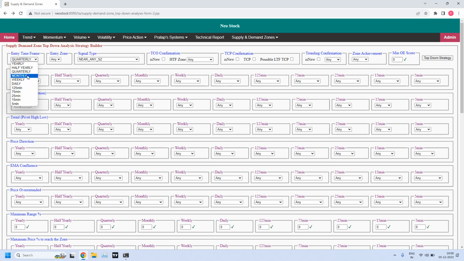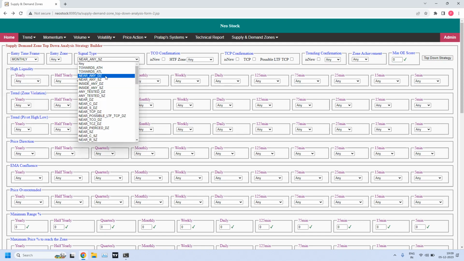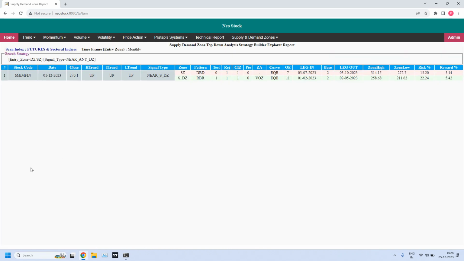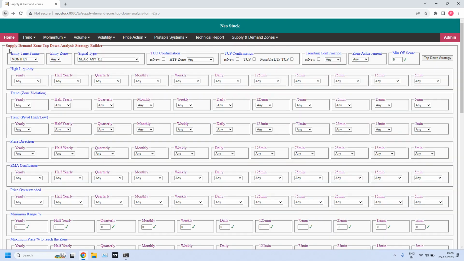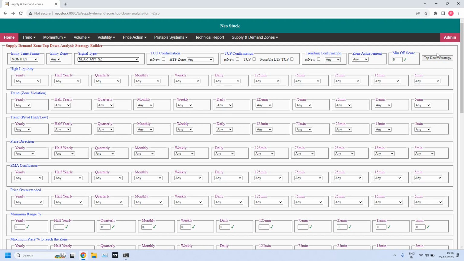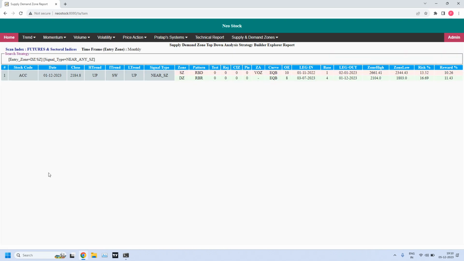Now let us generate for monthly time frame. Entry time frame is monthly. Let us find the stocks near to the monthly demand zone. One stock is near to the monthly demand zone. Let's go back. Entry time frame is monthly. Let us find the stocks near to the monthly supply zone. Only one stock is near to the monthly supply zone.